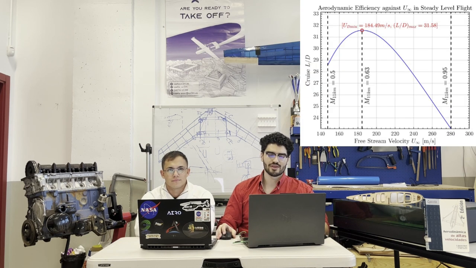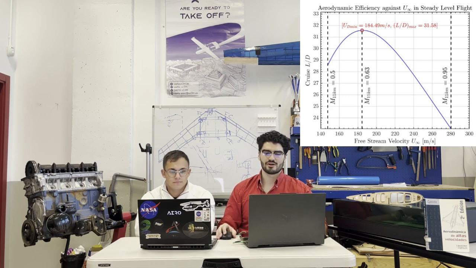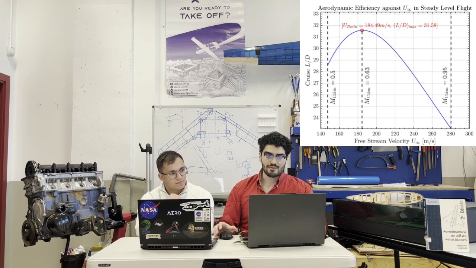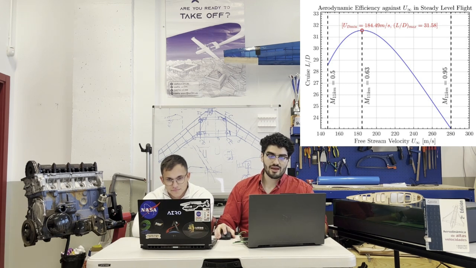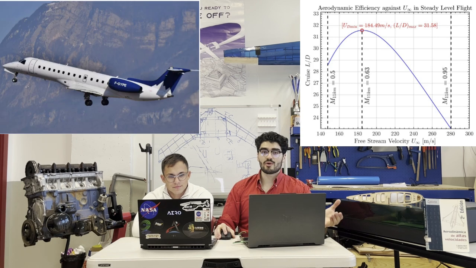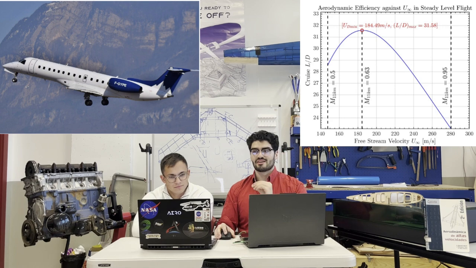Finally, let's discuss the aerodynamic efficiency, measured as lift-to-drag ratio. At low speeds, L/D is limited by induced drag. Meanwhile, at high speeds, it is limited by parasitic drag. And right in the middle, the optimal point where L/D is maximized occurs at Mach equals 0.63. This is consistent with the actual Embraer E135 measurement, which states that its cruise is at Mach equals 0.78.